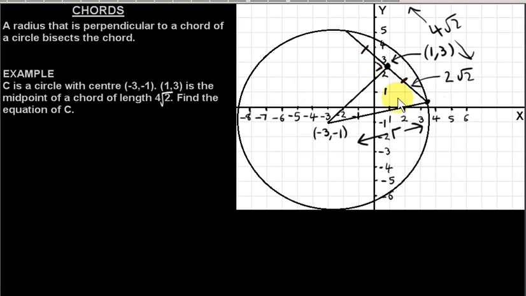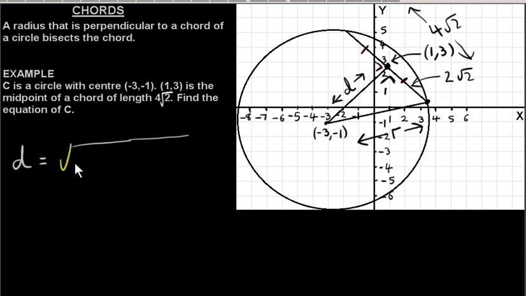So to get R, we use the fact that we're working with a right angle triangle here. So what we need to do is find the distance from (-3, -1) to (1, 3). I'll call this distance D. So how do we find D? Well, we have the coordinates of the endpoint. It's just an application of the distance formula. The distance formula just comes from Pythagoras' theorem.